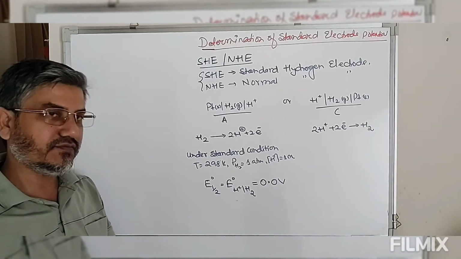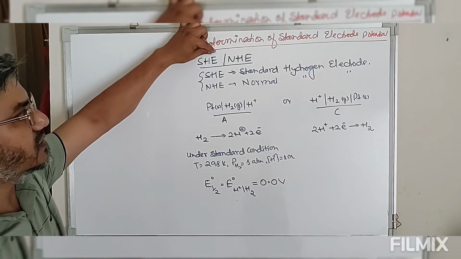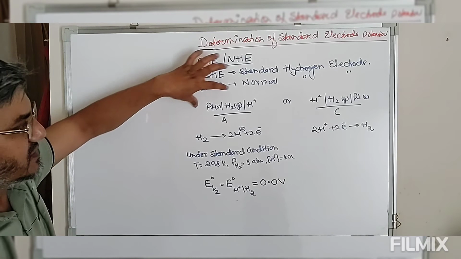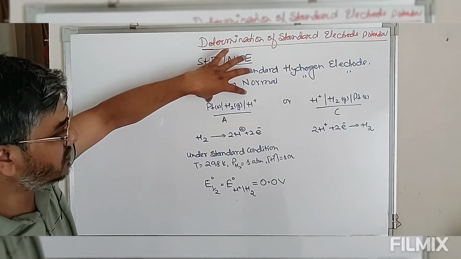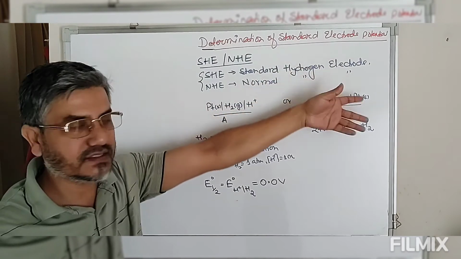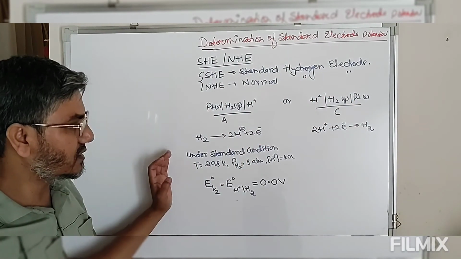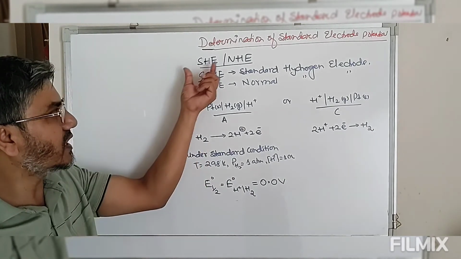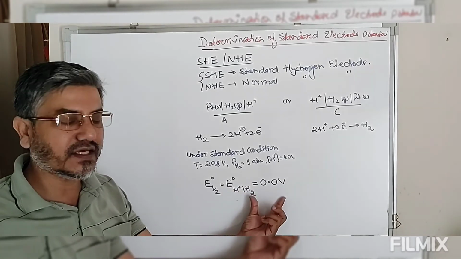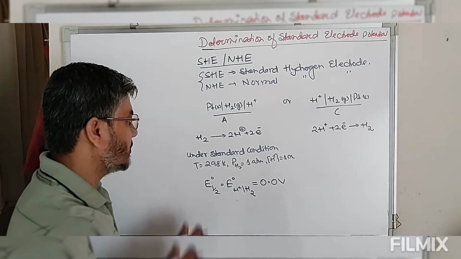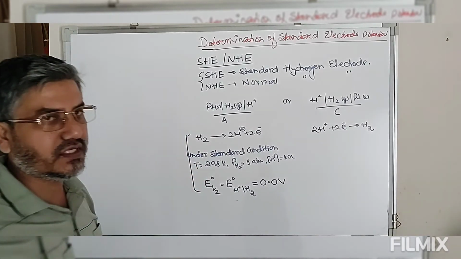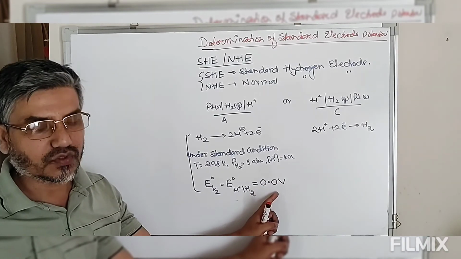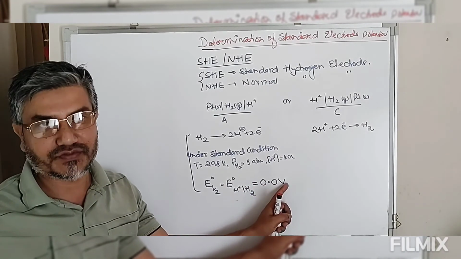This potential is always assigned a value of 0. So now look at this very carefully. Standard hydrogen electrode or normal hydrogen electrode. This is the representation of the electrode, whether it is acting as an anode or as a cathode. Under standard conditions, the standard electrode potential of this hydrogen electrode is always assigned a value of 0. So we have to keep this in mind. Standard reduction potential of hydrogen electrode is always arbitrarily assigned a value of 0.